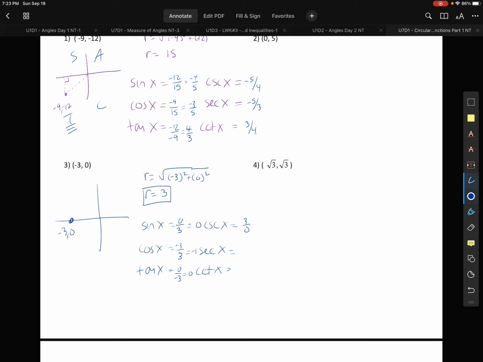Cosecant, 3/0, what does it equal? Undefined. Secant, 3/3, what does that equal? Still -1. Cotan, -3/0, what does it equal? Undefined. And that's fine. Based on what we have right there, that's what we get.